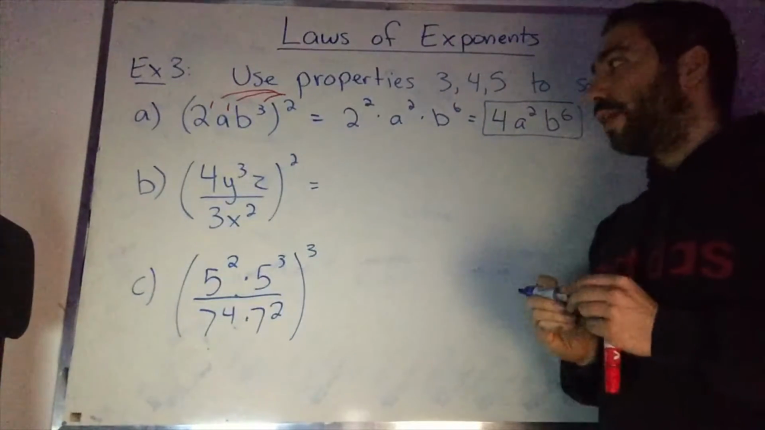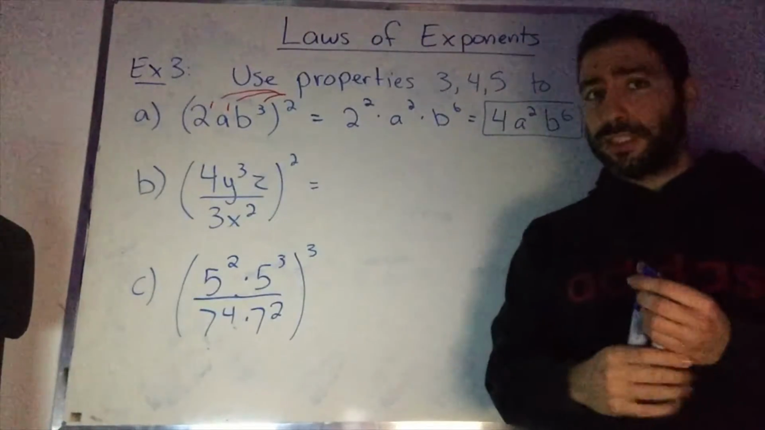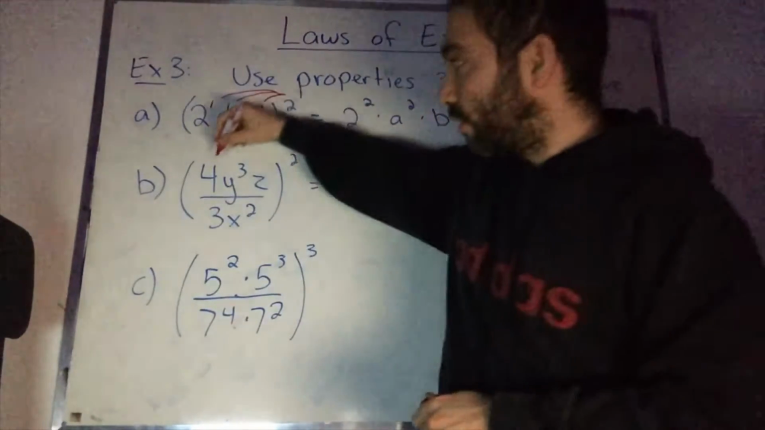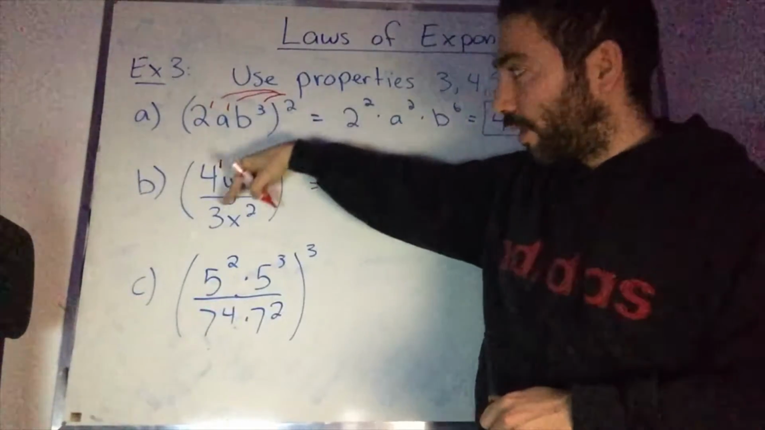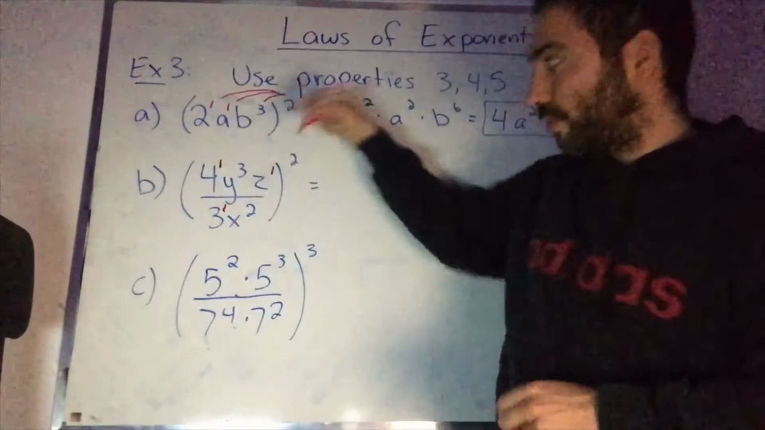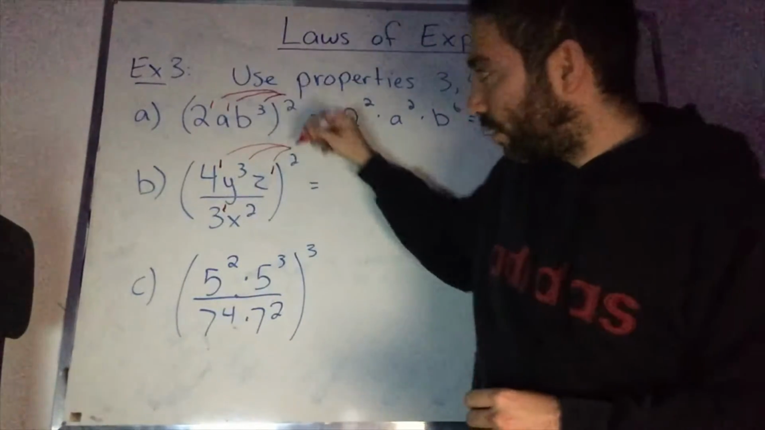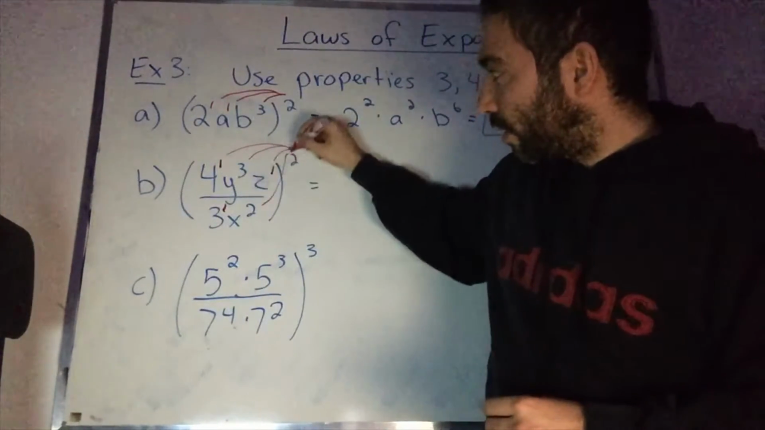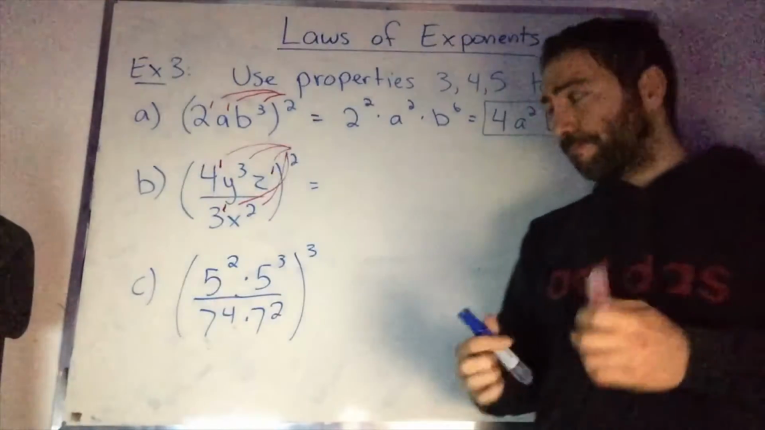Now let's look at B together. B, we do the same game. Write down everyone's exponent. I think this is a good way to start. So 4 exponent 1, y exponent 3, z exponent 1, 3 exponent 1, x exponent 2. And we multiply the 2 on the outside to everyone's exponent, not just the numerator, the denominator as well. So everyone gets invited to the party, don't leave anyone out.